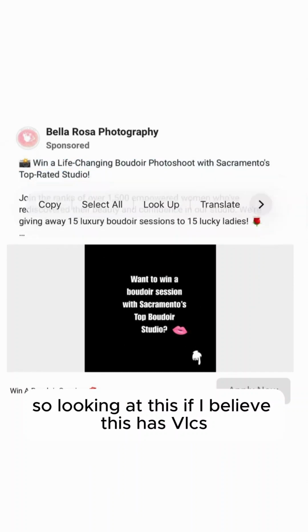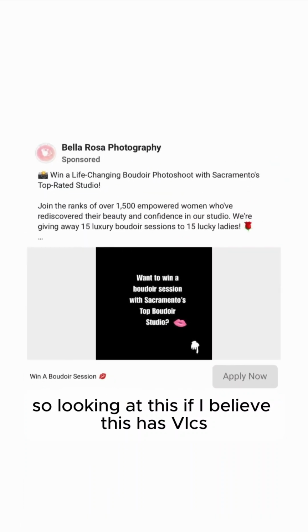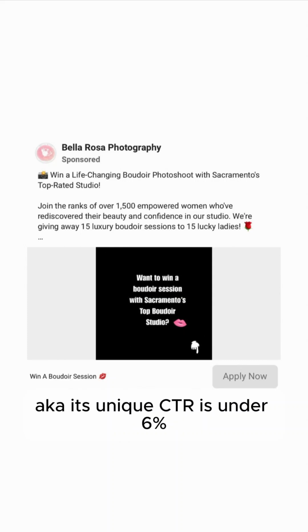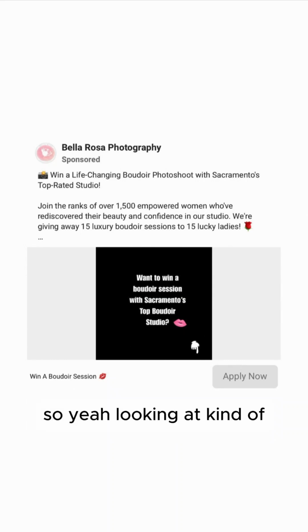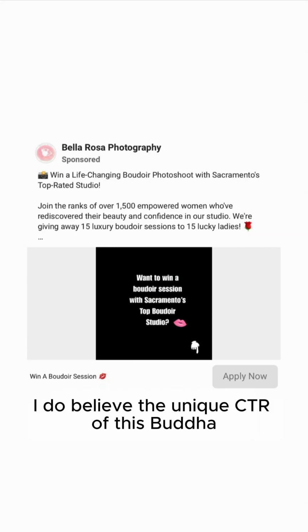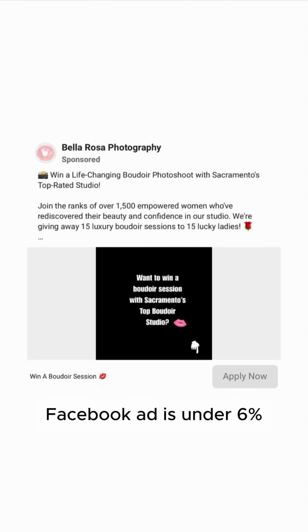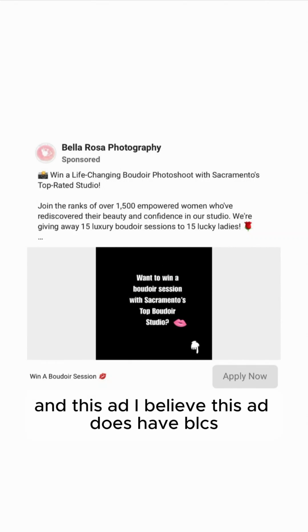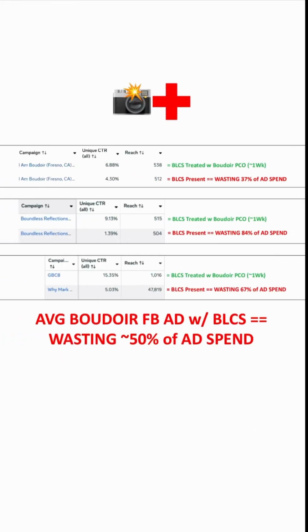So, looking at this, do I believe this has BLCS, aka its unique CTRL is under 6%? Looking at all the things that I've pointed out, yes, I do believe the unique CTRL of this Boudoir Facebook ad is under 6%. And I believe this ad does have BLCS.